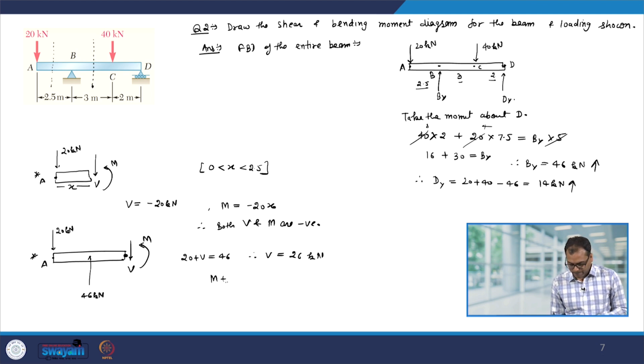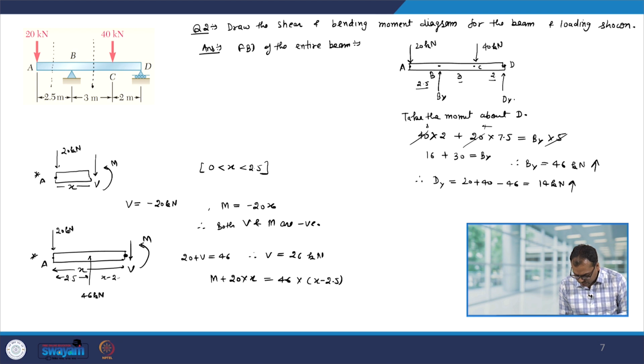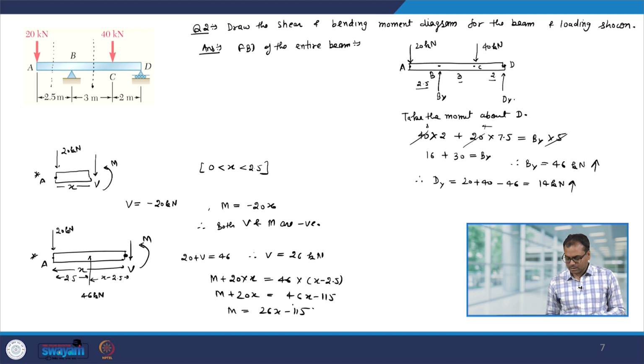So, we have M plus 20 into x. So, again this is x equal to 46 plus x minus 2.5, because this length is 2.5, therefore, this will be x minus 2.5, and from here we get M plus 20x equal to 46x minus 115, or M equal to 26x minus 115. Okay. So, this is in the region wherein my x is between 2.5 and 5.5 meter.